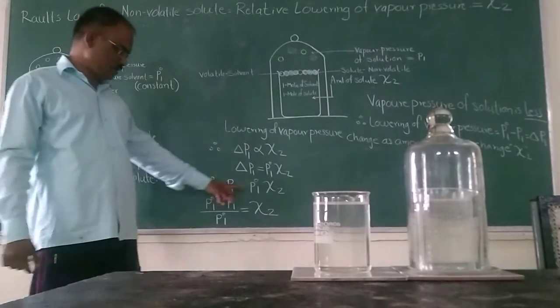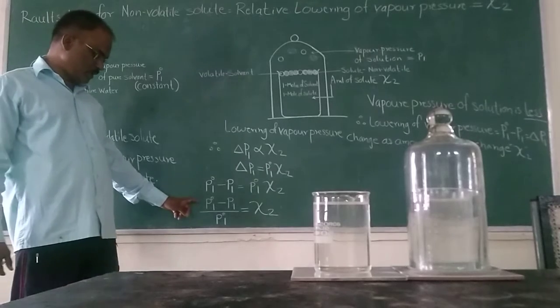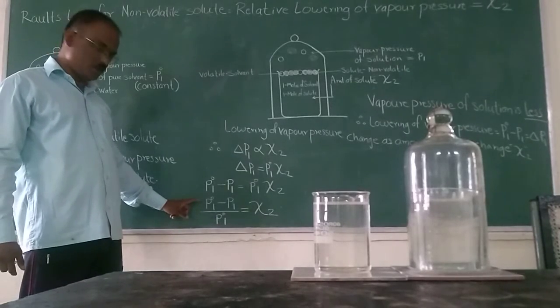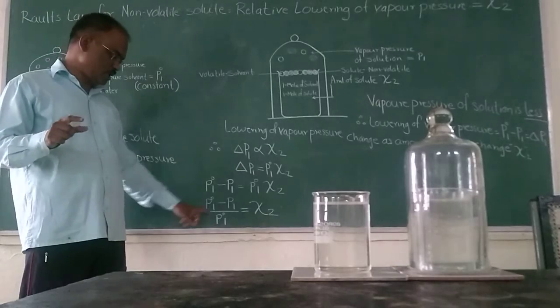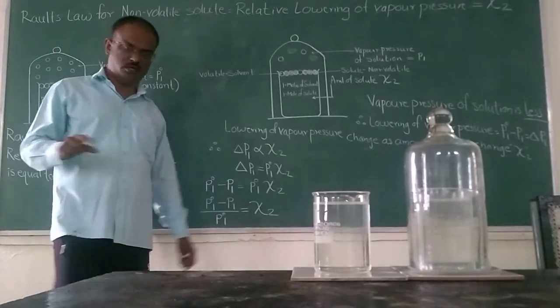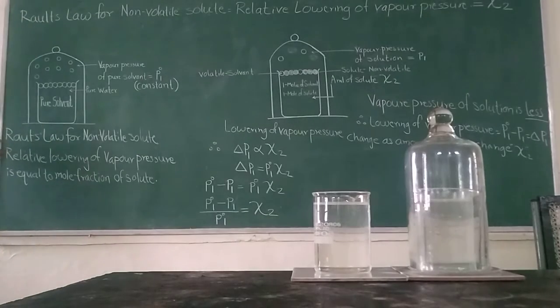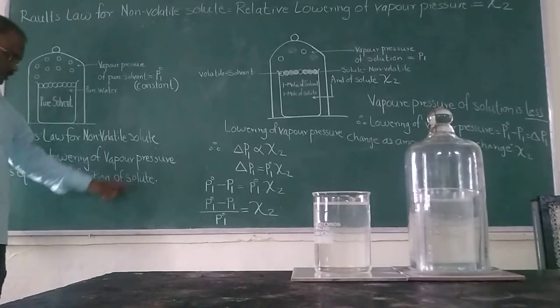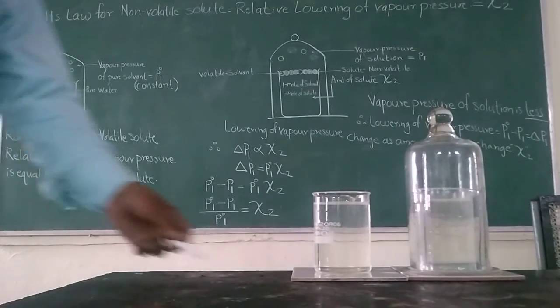Now I will shift this P01 to this side and it becomes the relative lowering of vapor pressure. So the relative lowering of vapor pressure is equal to what? The mole fraction of the solute which I have added here. So what is Raoult's law? Again, Raoult's law says that for a non-volatile solute, the relative lowering of the vapor pressure is equal to the mole fraction of the solute. Okay, clear the concept? Okay, thank you.